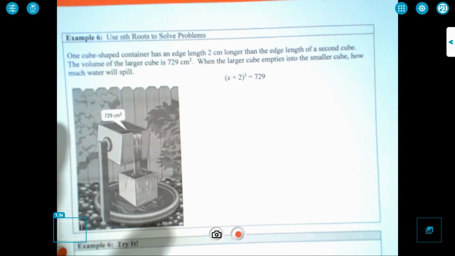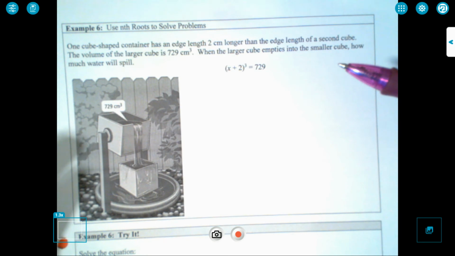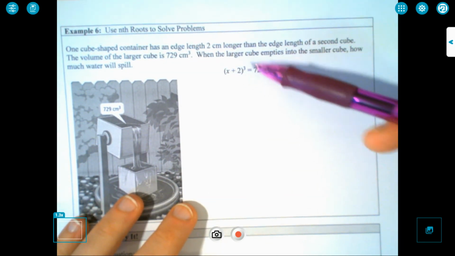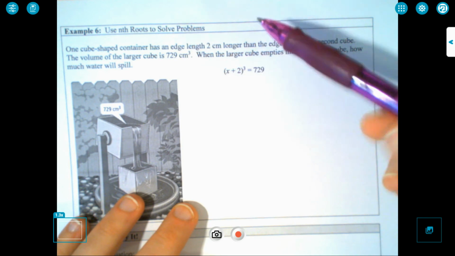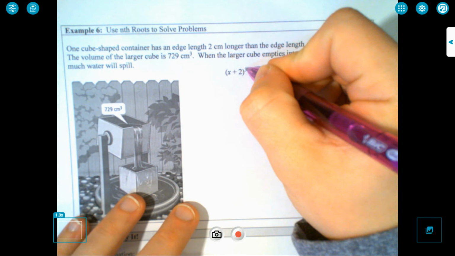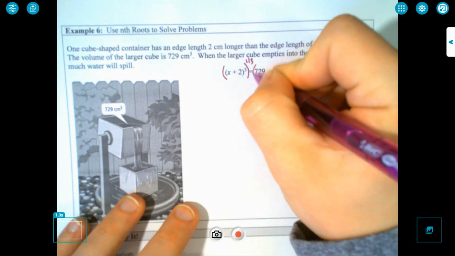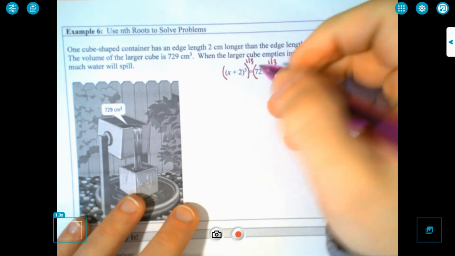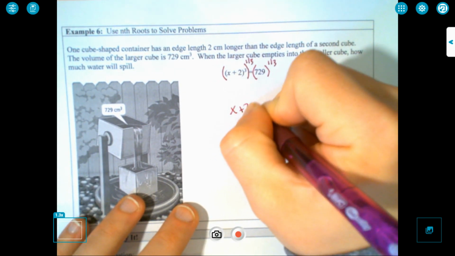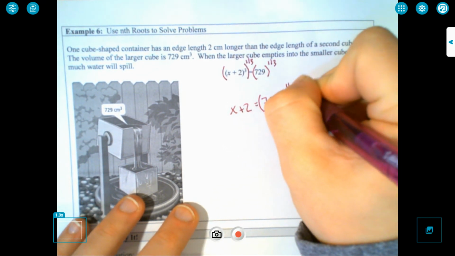On example 6, they get into a story problem. Really, all you have to do, even though they give you a huge story problem here, is solve for x. So here's your function, your equation. We want to solve for x. There are no coefficients on the outside, so the first thing I have to do is get rid of this exponent 3. The way you get rid of the exponent 3 is raise each side to the 1/3 power. So I'm left with x plus 2 equals 729 raised to the 1/3 power.